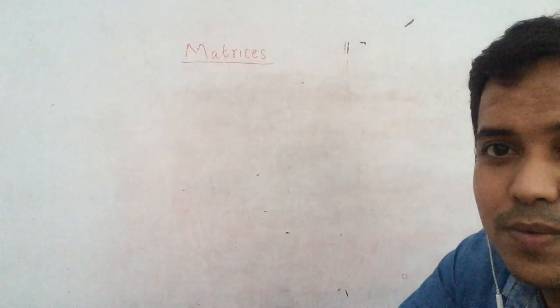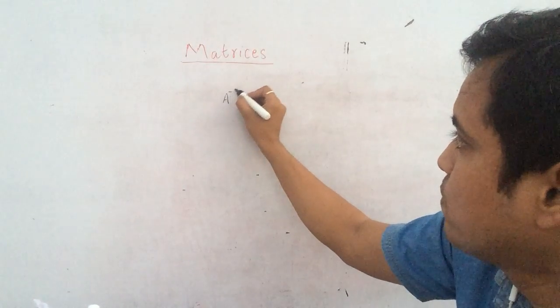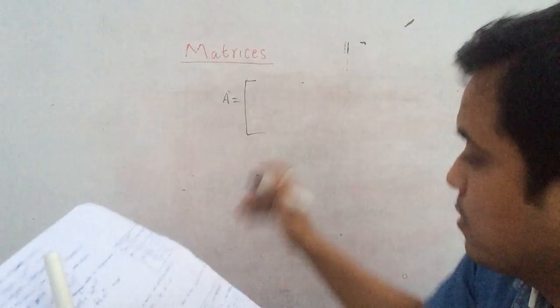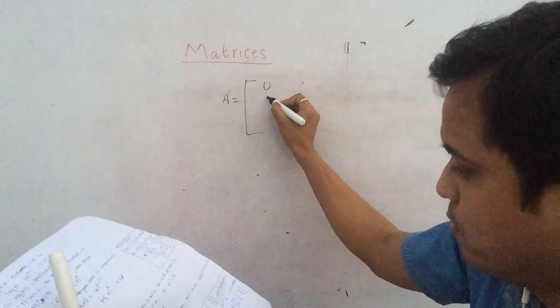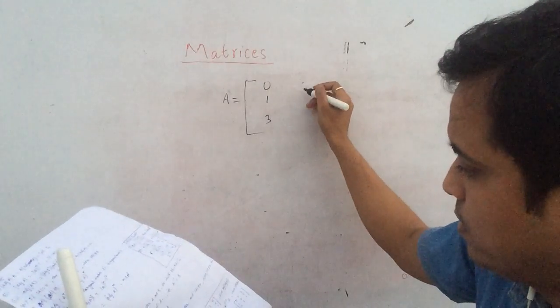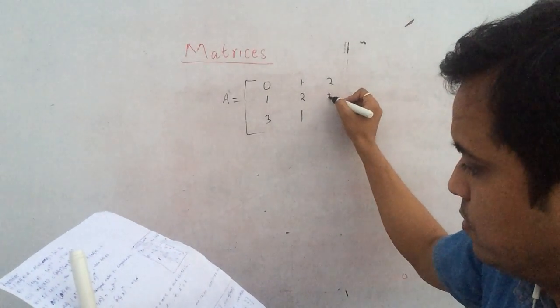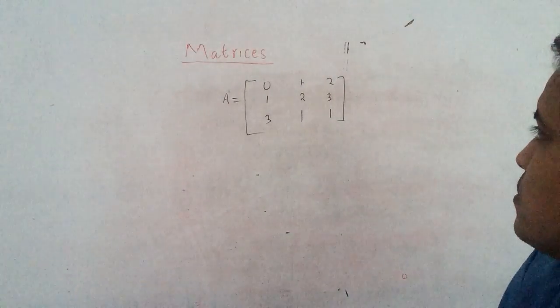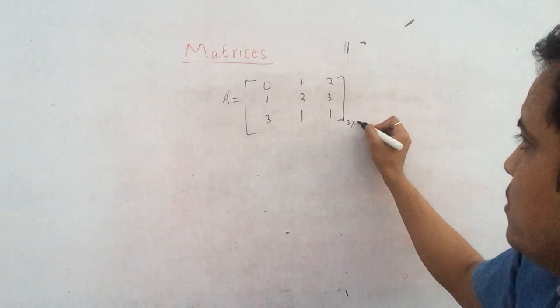The last question is to find the inverse of a 3 cross 3 matrix. The matrix is 0, 1, 3, 1, 2, 1, 2, 3, 1. If you want to find the inverse of this matrix, it is a square matrix of order 3.